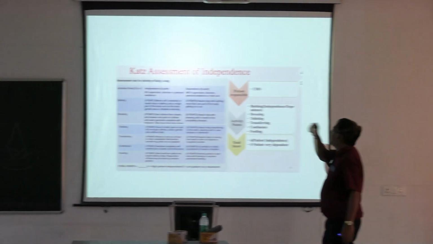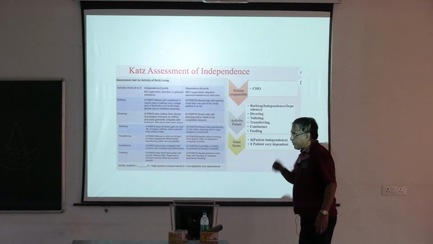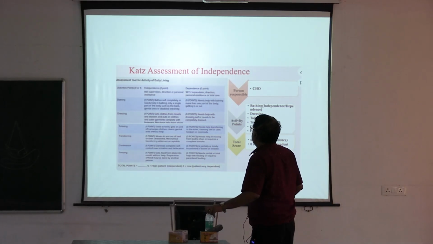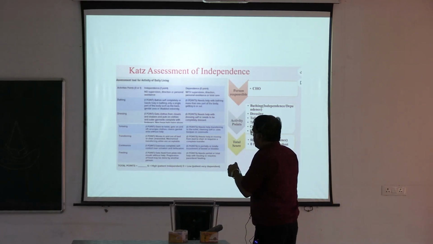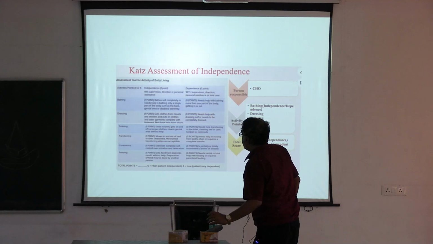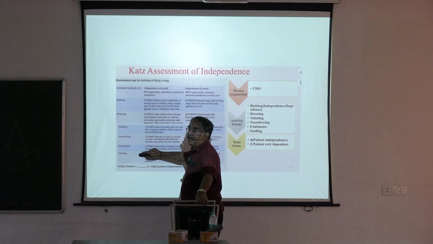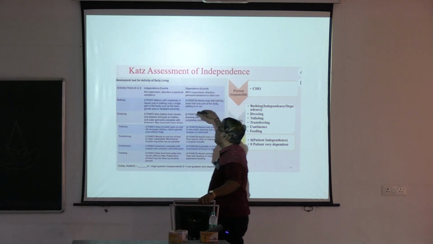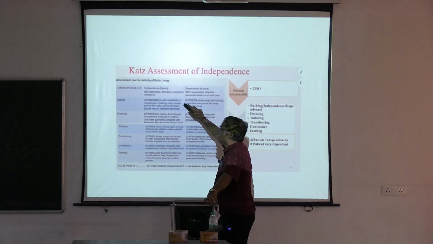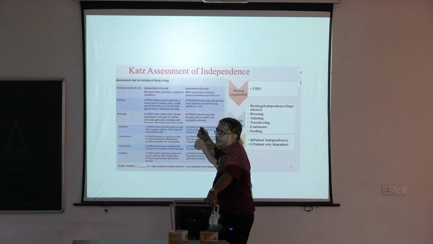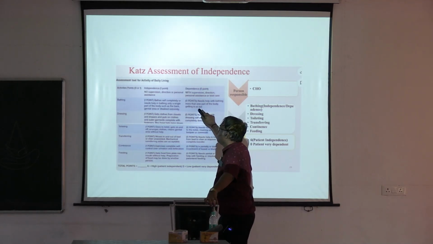Then you have another assessment, of independence. What are the activities which can be done with or without help, like bathing, dressing, toileting, transferring, continence, feeding. So again they are broken up into 2 things: whether he can bathe completely or he needs help at one part. He may be able to bathe in some part of the body, but not everywhere.